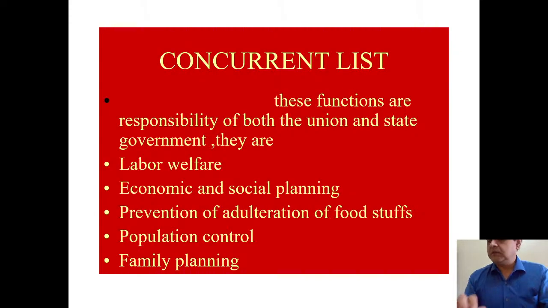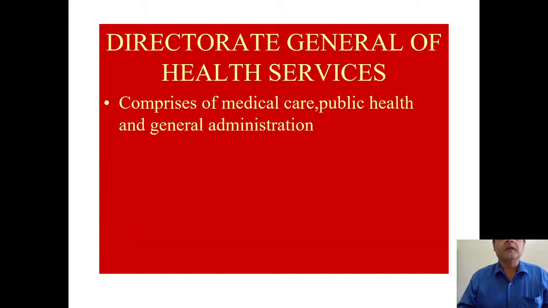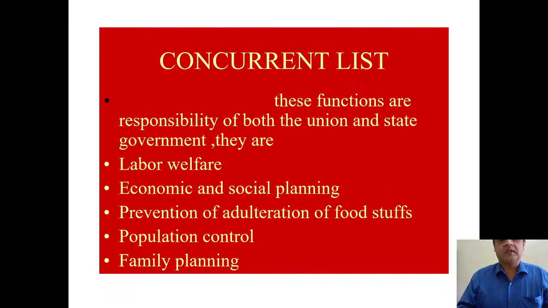I'm being a little fast because time is moving. Concurrent list. These functions are the responsibility of both union and state government. They are labor welfare, economic and social planning, prevention of adulteration of foodstuff, population control, and family planning. I'm not describing this; this whole thing we will discuss in our class.